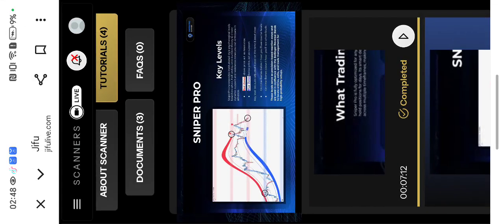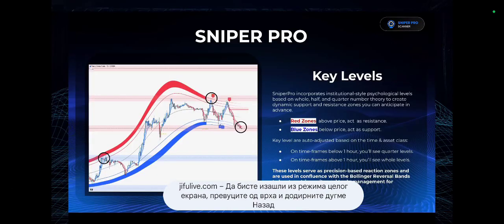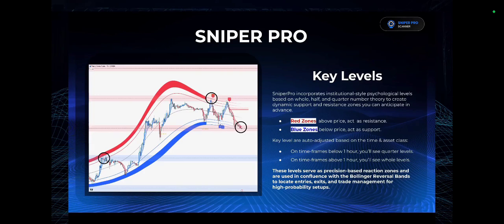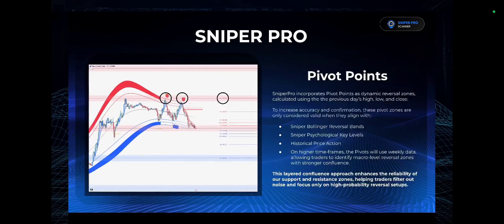Now, the key levels will dynamically adjust if you are on time frames below the 1 hour. They will start to break down in quarters and halves of quarters. And if you are in the 1 hour time frame and above, it will dynamically give you whole levels, right? So they are a little bit more spaced out. So you can trade appropriately depending on the time frame that you're on.